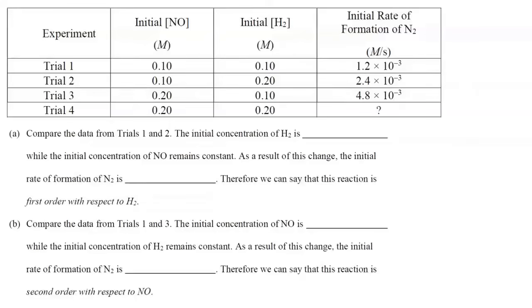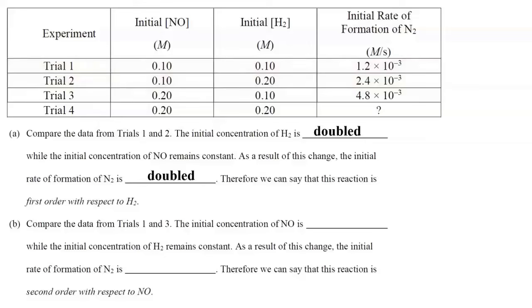Part A. Compare the data from trials 1 and 2. The initial concentration of hydrogen is doubled, while the initial concentration of nitrogen monoxide remains constant. As a result of this change, the initial rate of formation of nitrogen is also doubled. Therefore, we can say that this reaction is first order with respect to hydrogen. Now, on to part B.